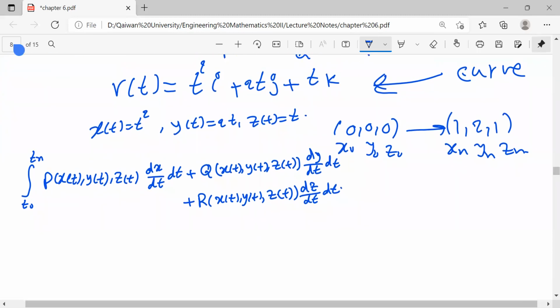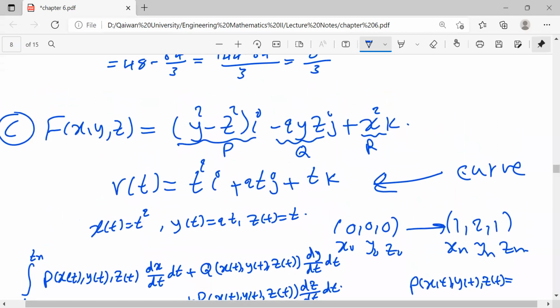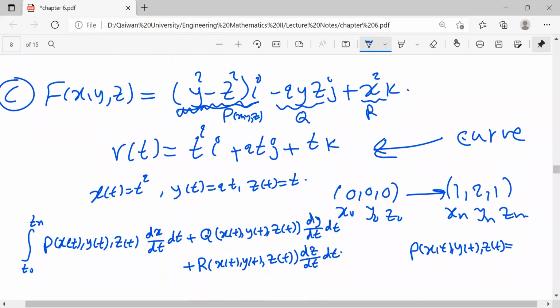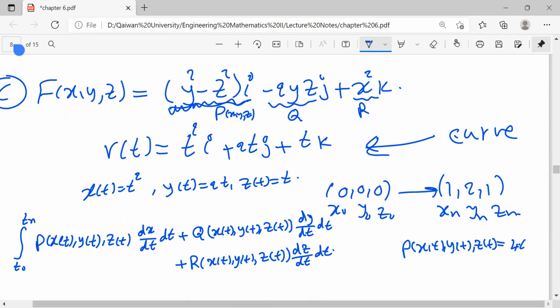Let's find them all. Here, P of x of t, y of t, z of t equals what? P is this function. This is P of x, y, z. We replace x by t squared, y by 2t, and z by t. P equals y squared minus z squared. If we replace y by 2t and z by t, we get 4t squared minus t squared, and this equals 3t squared. This is P of x of t, y of t, z of t.